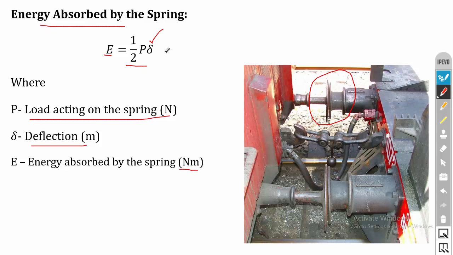So once we know the energy that is being absorbed by the spring and the deflection because of the energy absorbed, then we can calculate the load acting on the spring. After calculating the load acting on the spring, the remaining procedure is the same. We can design the helical compression spring based on the standard design procedure.